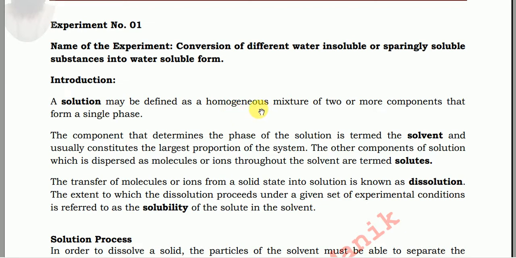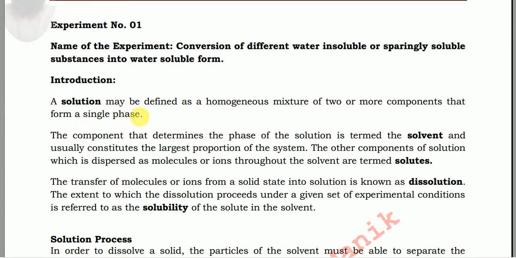This type of mixture is known as a homogeneous mixture, and a single phase indicates that the phase of sugar is solid and the phase of water is liquid, but whenever sugar dissolves into water, ultimately it produces a single phase which is a liquid phase. So a solution is a homogeneous mixture, it may contain two or more components, and ultimately it will produce a single phase.